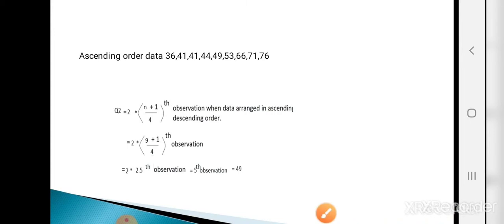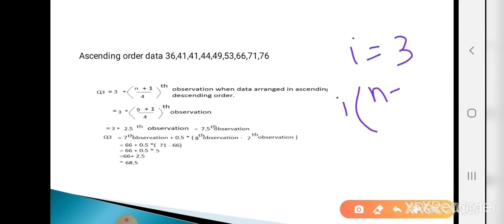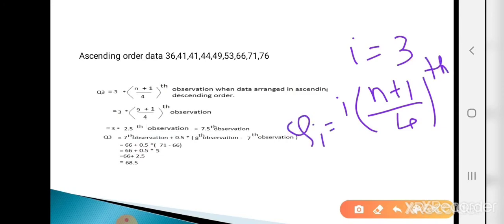Okay, now for the third quartile, put i equal to 3 in the formula. The formula is i times (n plus 1) divided by 4th observation. So put i equal to 3: 3 times (n plus 1) divided by 4th observation, when data is arranged in ascending or descending order. Now plug in n equal to 9: 3 times (9 plus 1) divided by 4th. So 9 plus 1 is 10, 10 divided by 4 is 2.5. So 3 into 2.5 is the 7.5th observation.